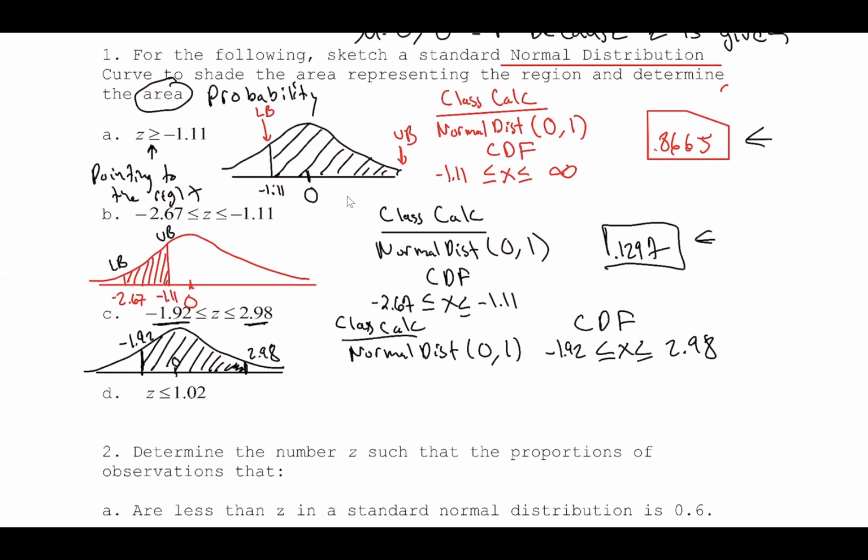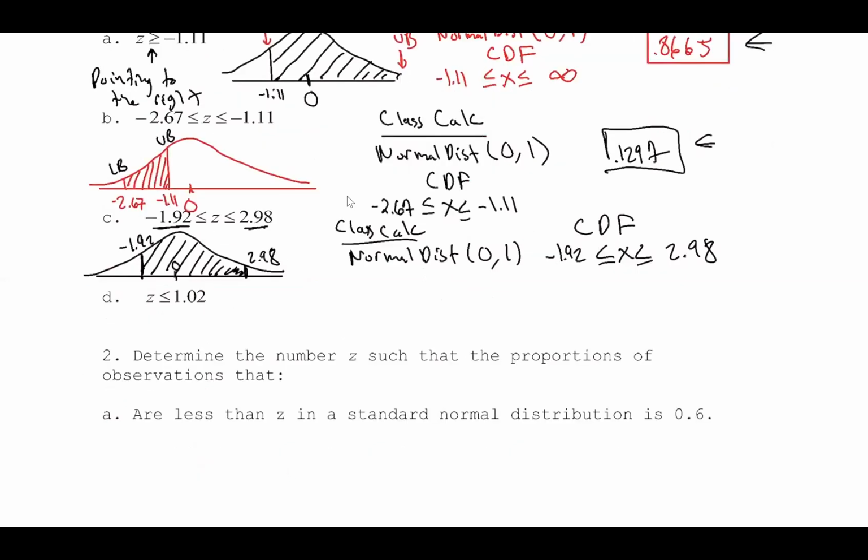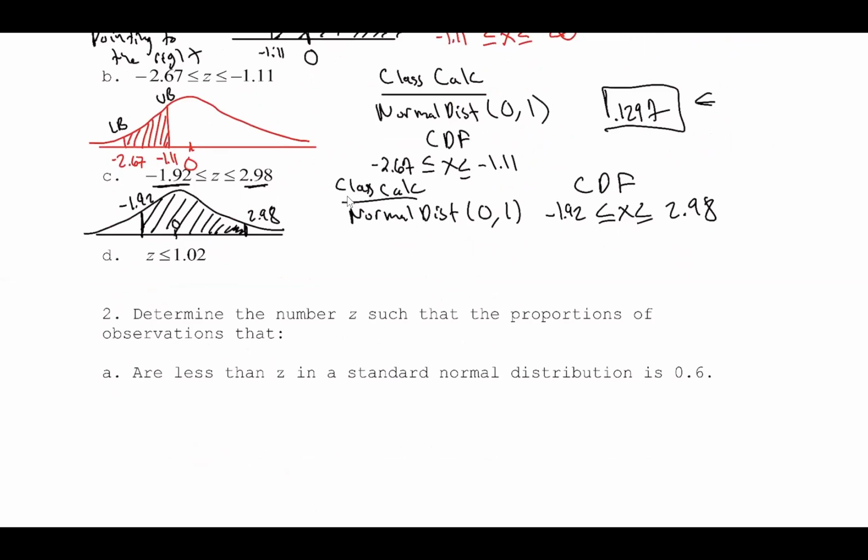All right, so let's do D. For D, the probability is that Z has to be less than or equal to 1.02. So once again, let's go ahead and draw this. Here you go, 1.02. If you look at it, the arrow right here is pointing to the left-hand side, so that means you shade to the left.